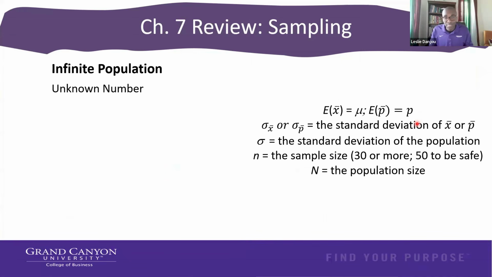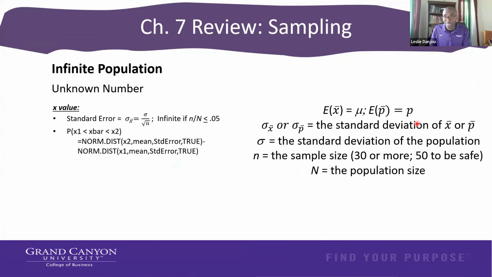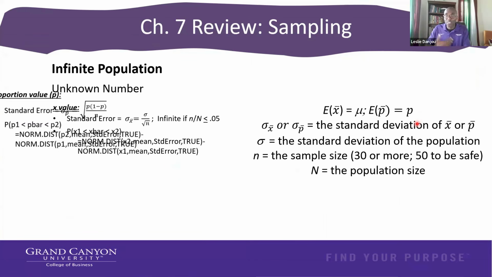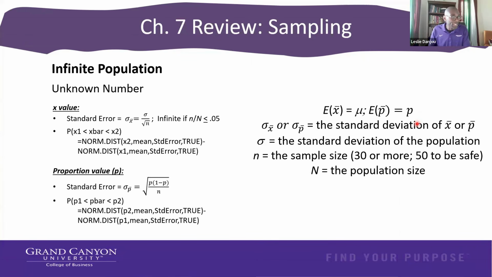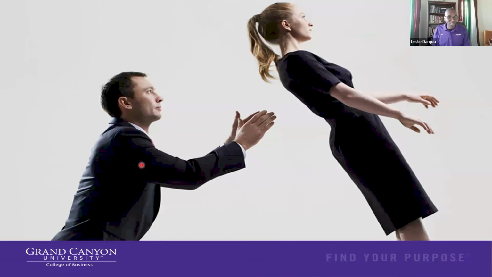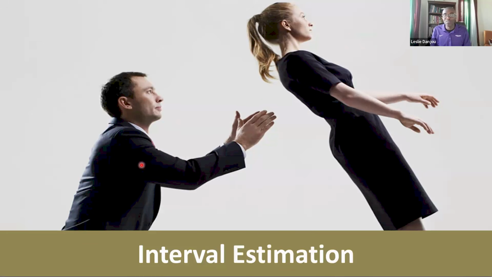Chapter 7, we kept it simple. Find the standard error, find your probabilities. Whether you're dealing with x values or with proportions, find your standard error, find your probability. All right, so today what we're talking about is interval estimations. Can we find the boundaries that are good?